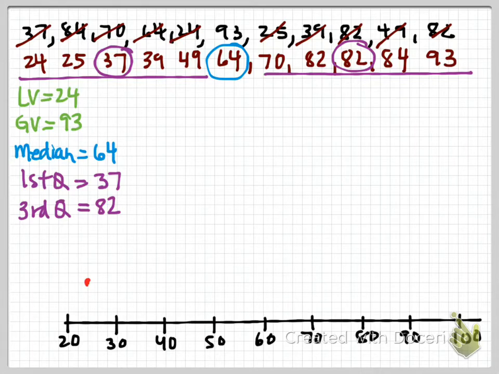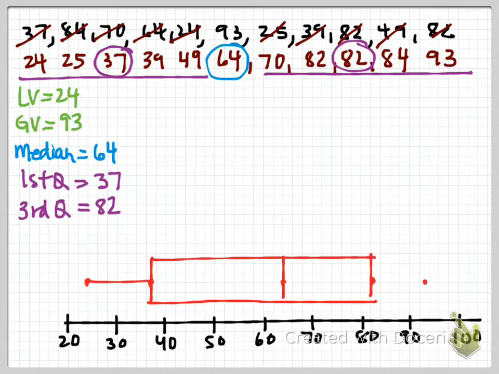We're at 93, so there's 92. 93 would be between those. And then 64, 62, 64. 37, let's see, 2, 4, 6, so in between these. And 82. I draw lines through my 3 medians, connect them in a box, and then connect the least and greatest values.